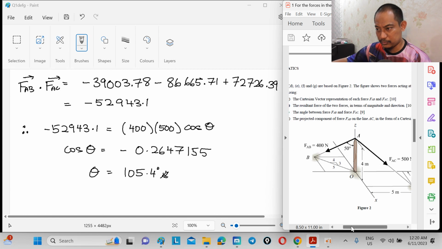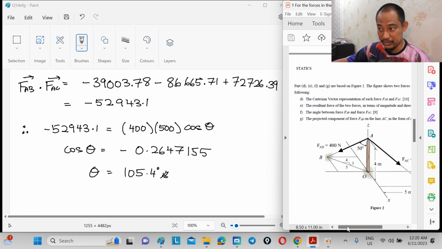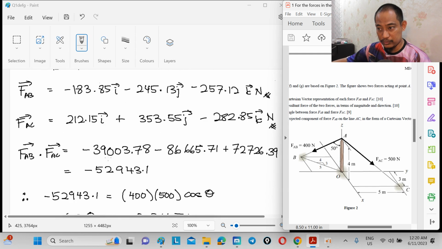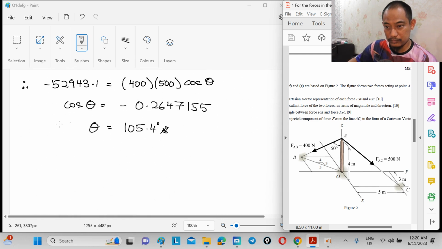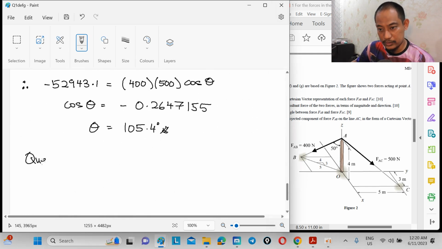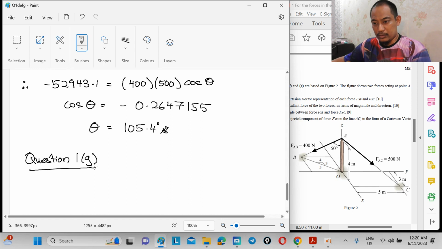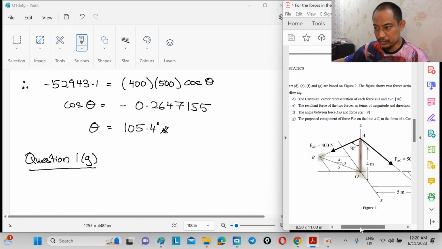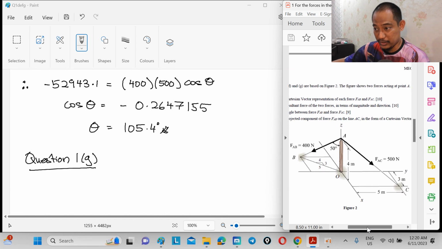Right, for the angle between FAB and FAC. Now we go to G. Question 1G. What is the projected component of FAB on the line AC?